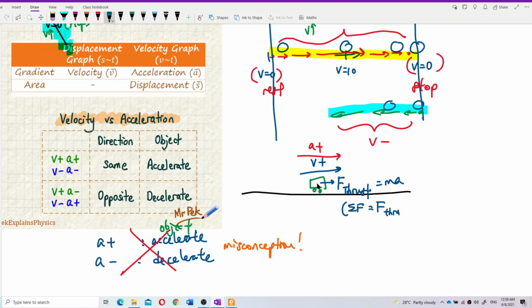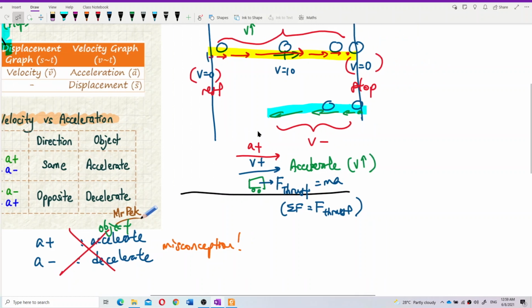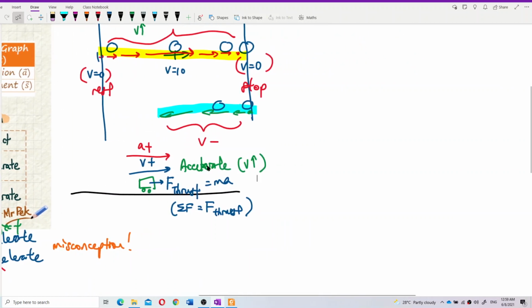After minus the friction, total F equal to ma. So acceleration follows the thrust force, and acceleration is in the same direction as the velocity. So when acceleration and velocity have the same direction, this object accelerates. What does it mean by accelerate? It means velocity will become faster and faster, maybe from rest, from 0, then 2, then 4, then 10, moving faster and faster.